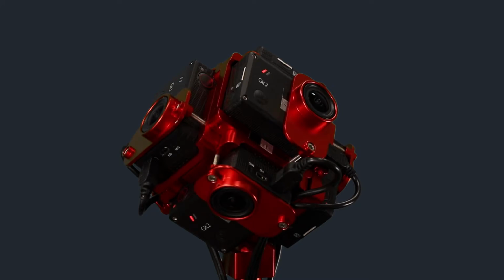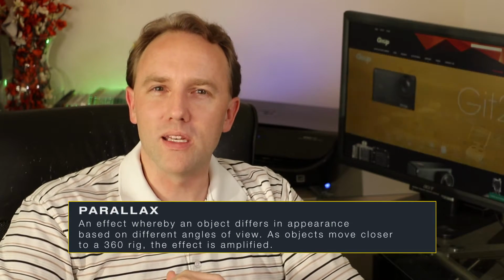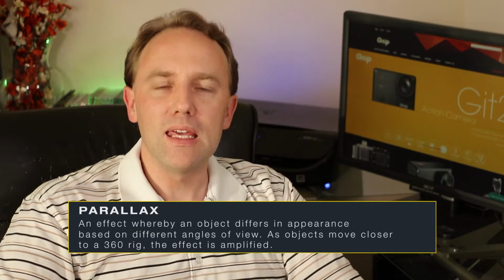As you record, keep in mind that anything extremely close to the camera will experience a parallax effect as multiple cameras will see that image, and you won't get a very high quality stitch with everything really close. Keep your subjects around 3-foot distance if filming a principal, or place the rig near the center of the action for capturing events.